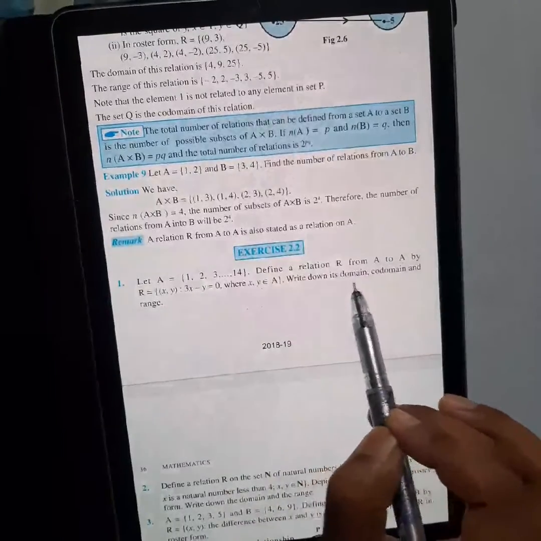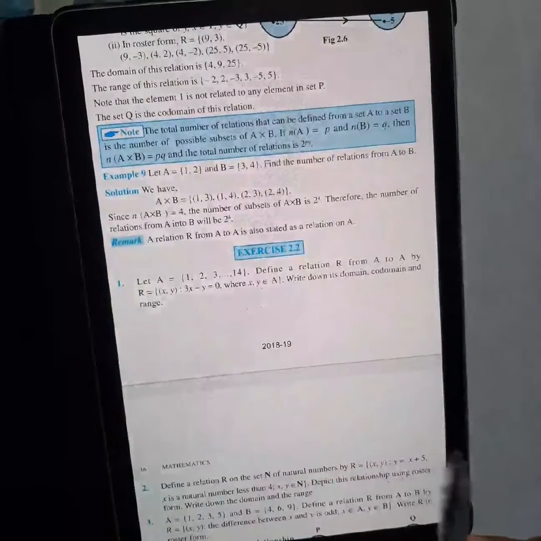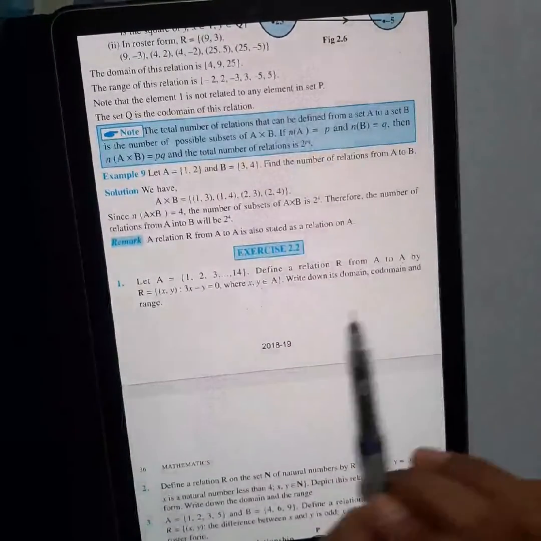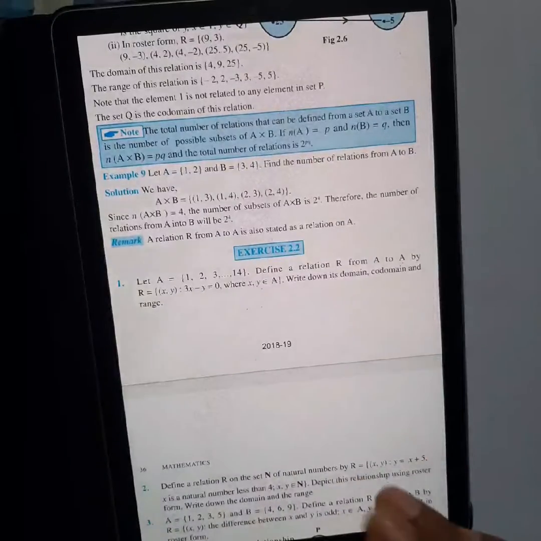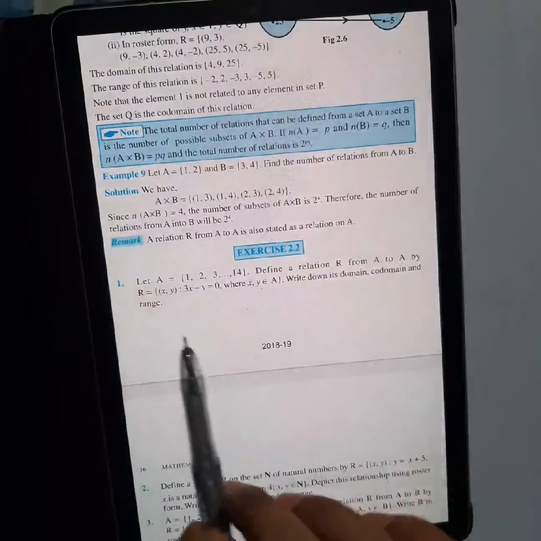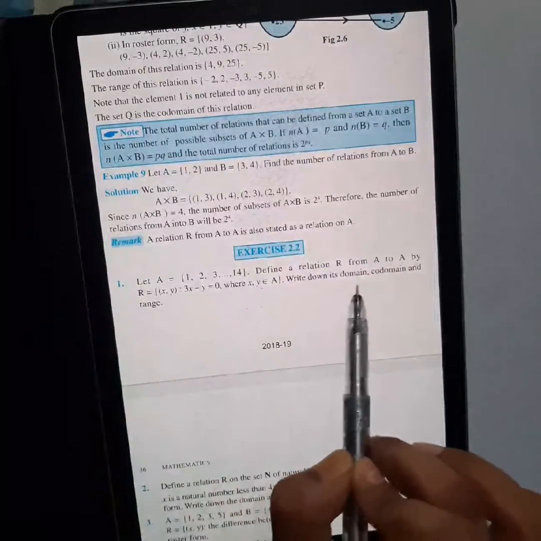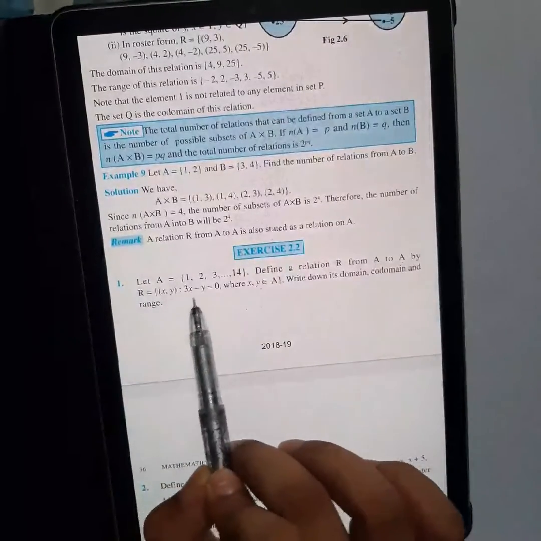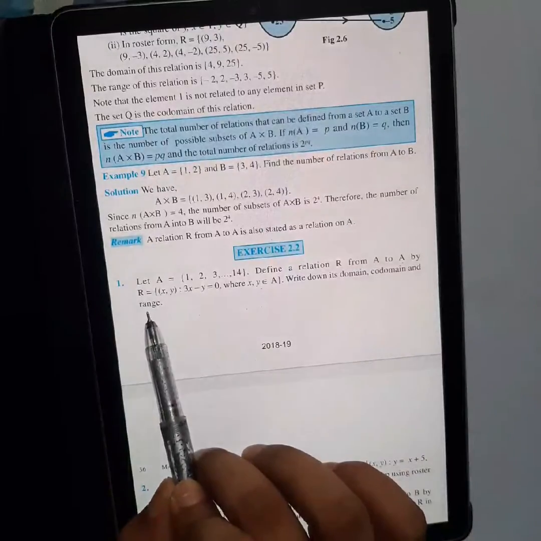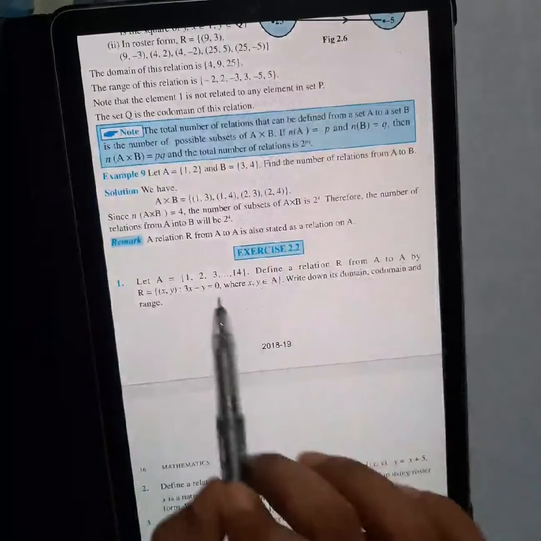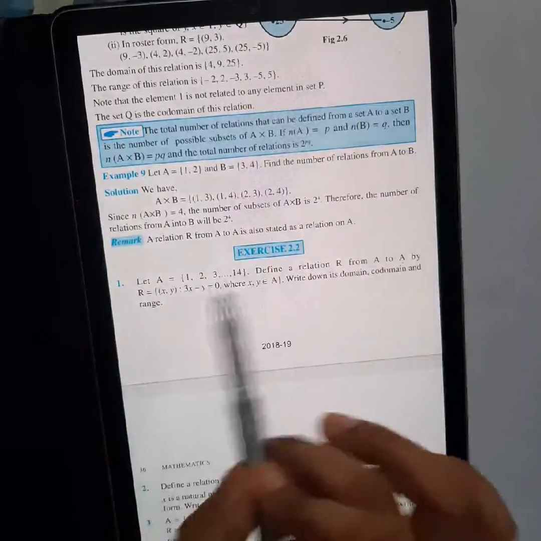Okay, write down its domain, codomain and range. So you have to write down the domain, codomain and range. For that, what do you have to do? You have to know what the first element is here. The collection of all first elements will be your domain. The collection of all second elements will be your range. And what will be your codomain? Easily you can say, it will be A only, set A.